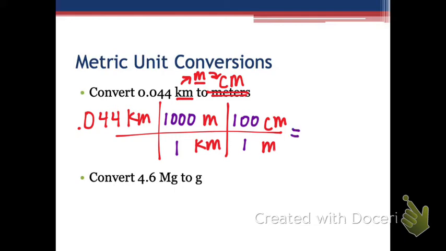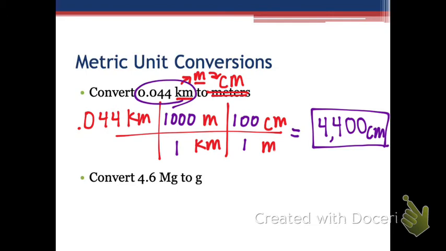Okay. So now our rule for doing the math is to do what? Multiply across the whole top, divide by the whole bottom. So I'm going to take 0.044 times 1,000 times 100, and I'm going to get 4,400. And what's my unit on the end? Centimeters. Good. Does that meet our expectation? Did we expect a number greater than our starting number? Yeah. We take a big unit and we want to find out how many little tiny units are in there. We should end up with a number that's much, much larger.